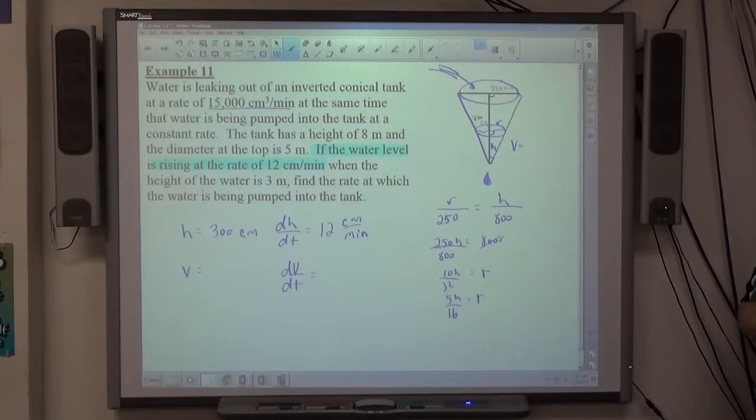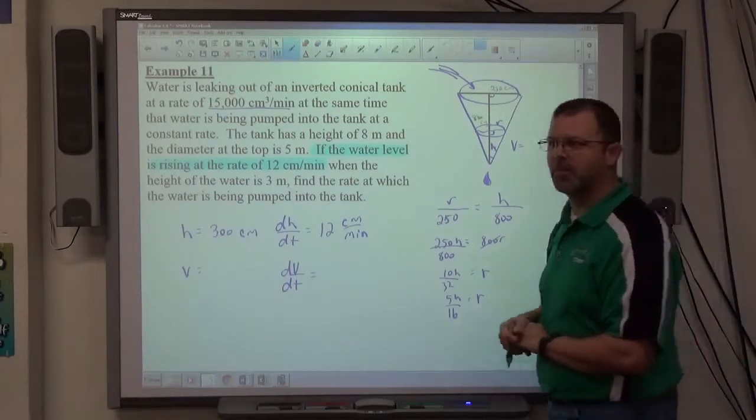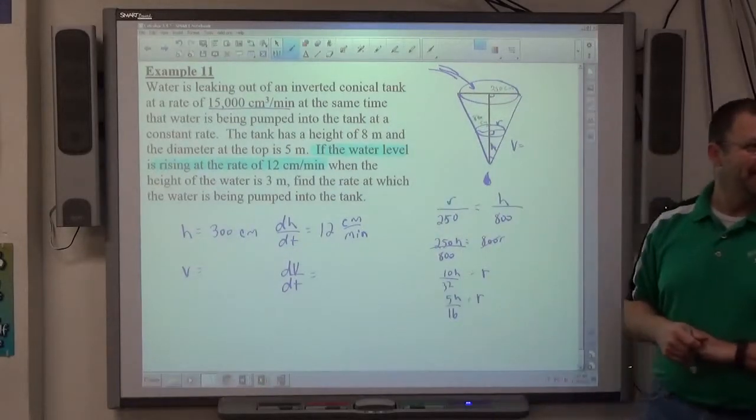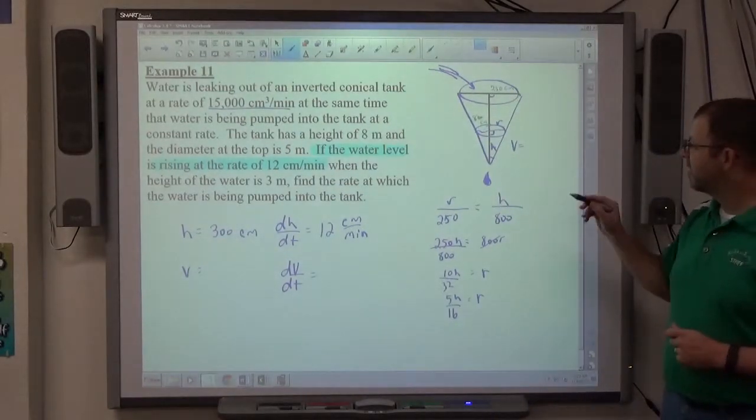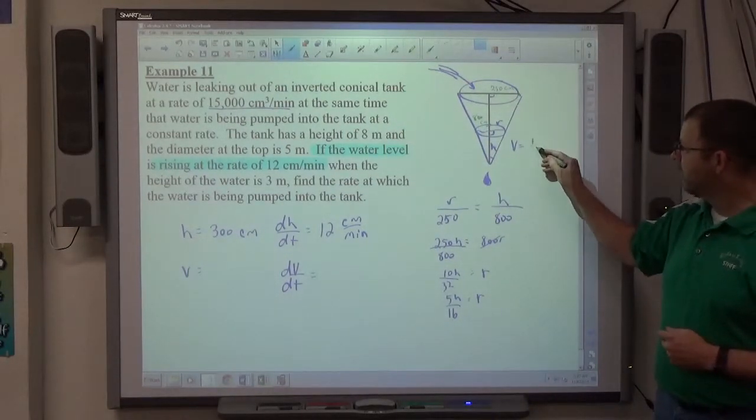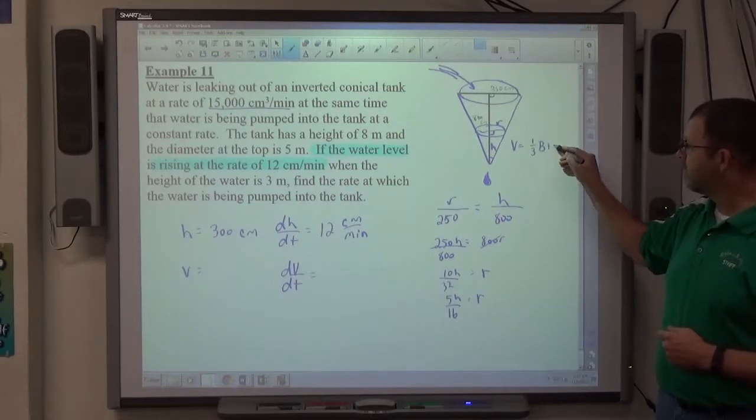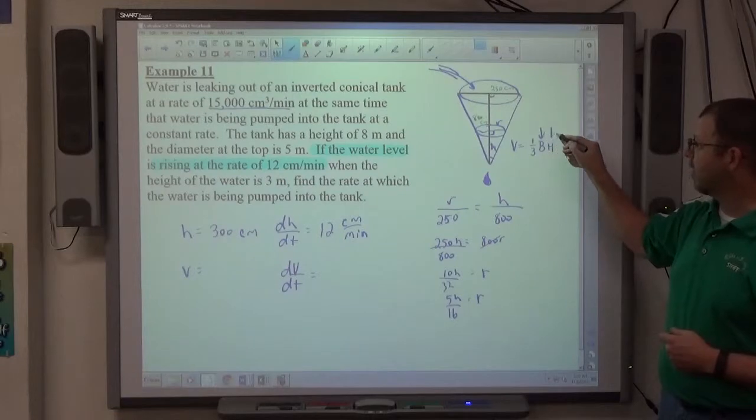I forgot. On that sheet that I gave you in freshman year that I told you to memorize before you were seniors, that one there. Volume of a cone is one-third base times height. And base is area, base and height is height, right?